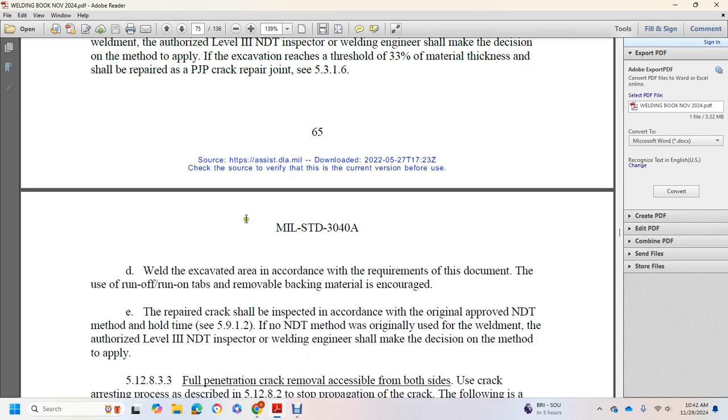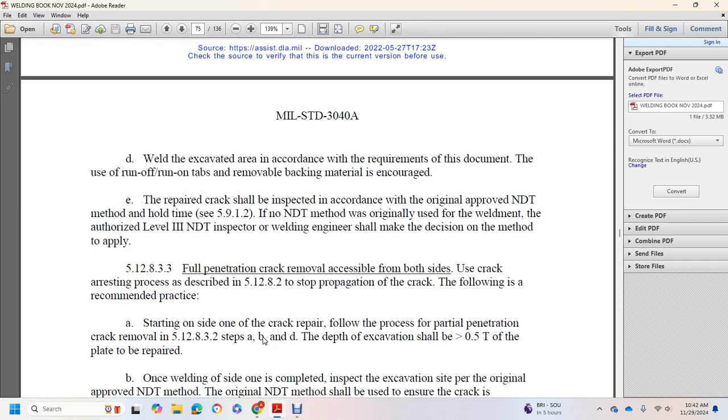Alright, weld the excavated area in accordance with the requirements of the document, with the run-off and run-on tabs, removing the back material. The required crack removal should be verified in accordance with the originally approved non-destructive testing method. If none was originally used with the weldment, the authorized Level 3 non-destructive testing inspector and welding engineer shall make the decision on the method to apply.